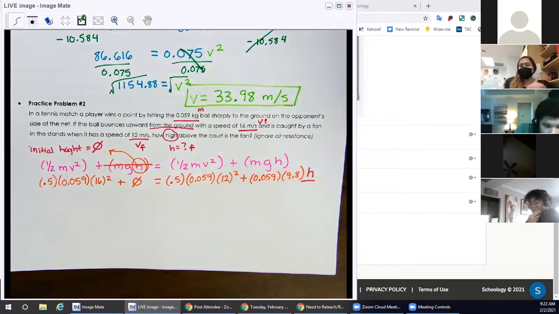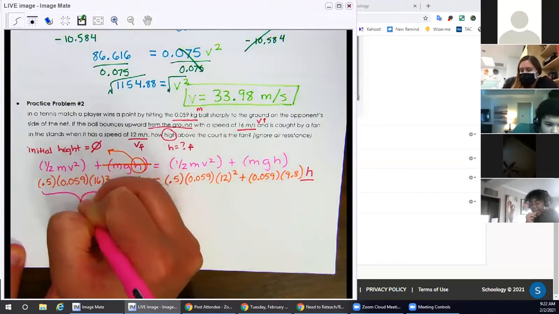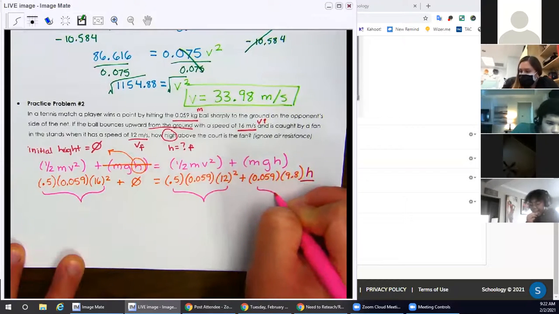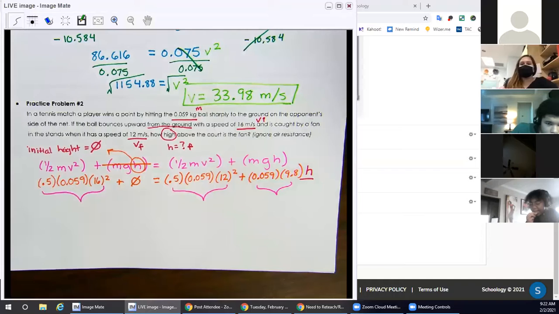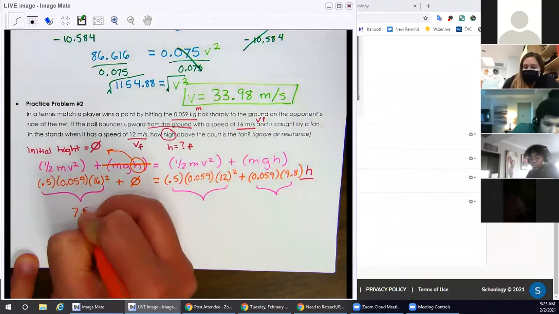So this one's going to be easy because in the end, we don't need to square root anything, but it's still going to be time consuming. It's still long. We're going to do the same thing we did last time. We're going to multiply everything that needs to be multiplied first. We don't add until we're done multiplying. So in my calculator, I'm going to type 0.5 times 0.059 times 16 squared. That's going to give me 7.552.